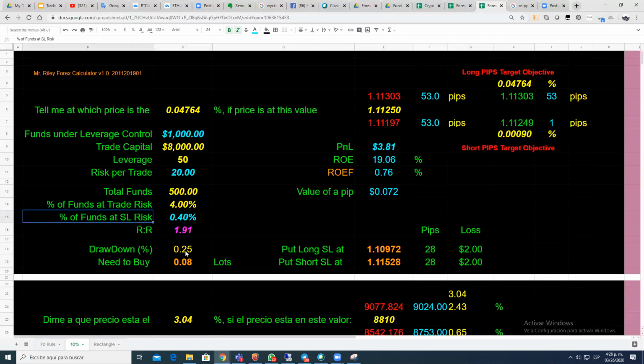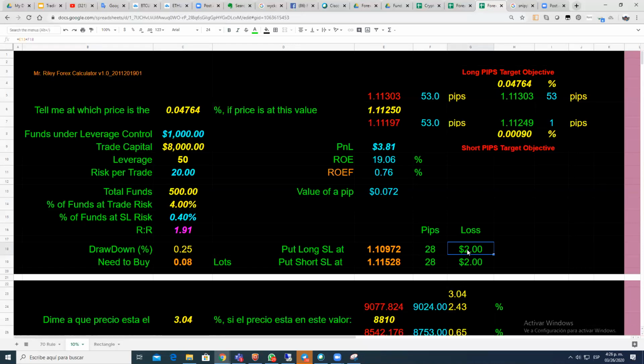What is the percent of my funds at a stop loss risk? I didn't explain this one. Usually people in trading, I have found in the theory, see this value as the 1% they want to lose. In my case, you see it is 4%. But I am not going to lose these $20. I don't want to lose those $20 on my trade. Of that $20 that I put at risk, I expect to lose no more than $2.